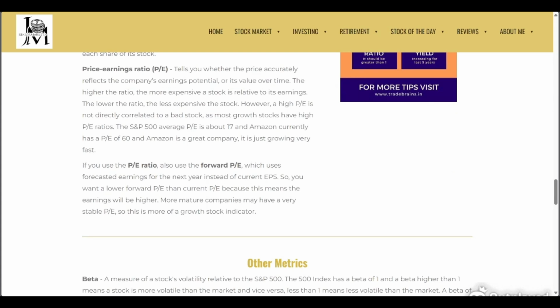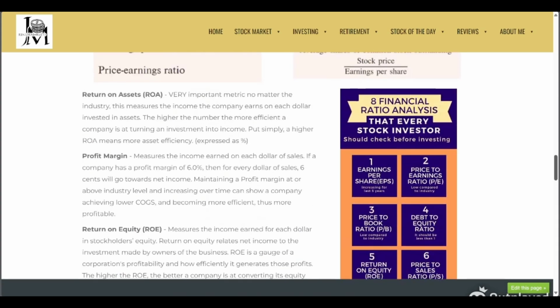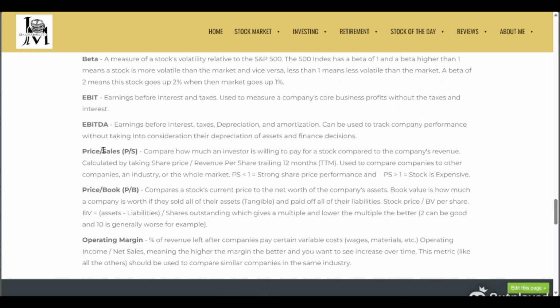So the next one that we're going to be looking at is price to sales. I have price to sales on here. Where is it? Here it is, price to sales, right here. Essentially, it measures how much investors are willing to pay for each dollar of a company's revenue. It's calculated by taking the market cap of the company and dividing it by the total sales revenue over the past 12 months. So share price divided by revenue per share, trailing 12 months.